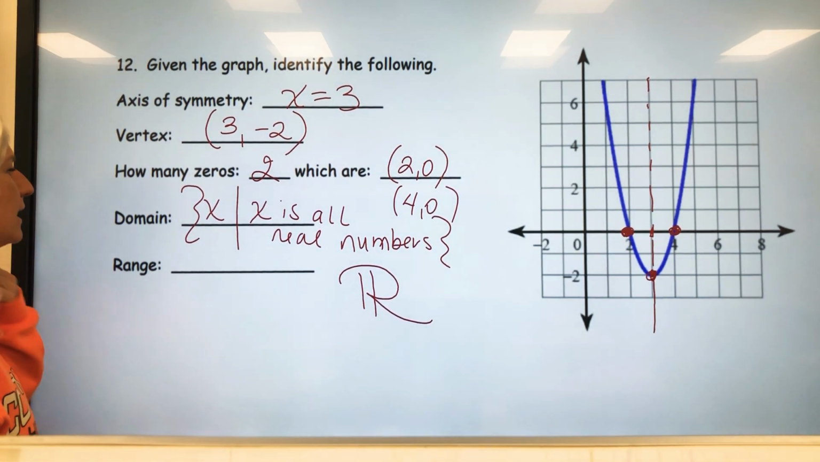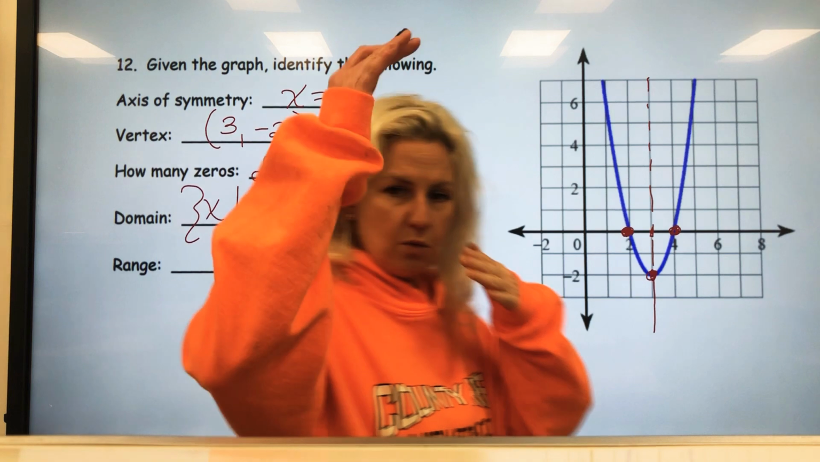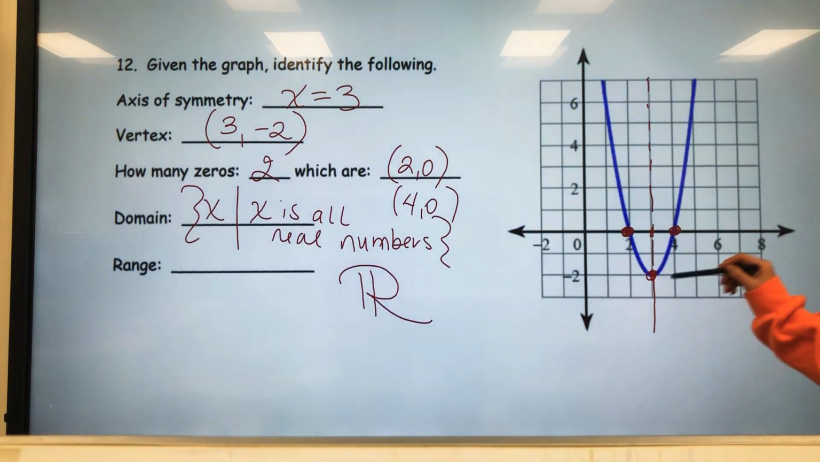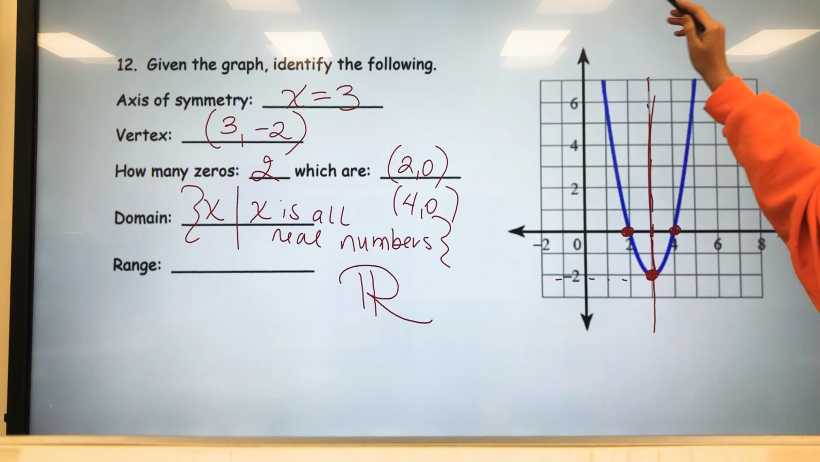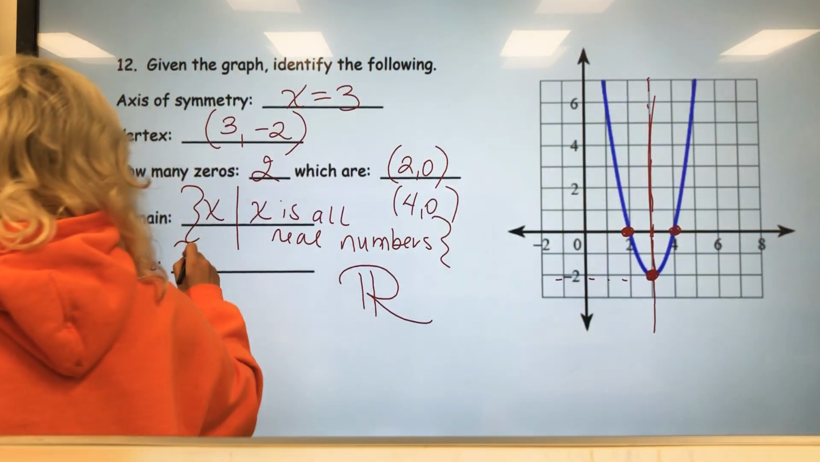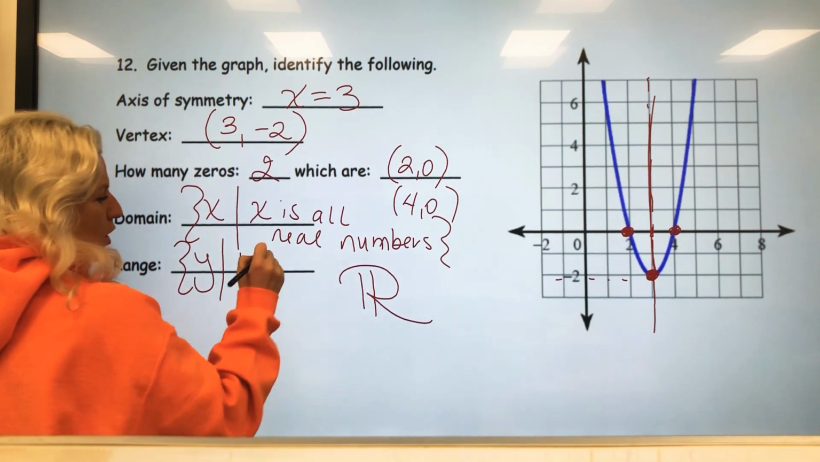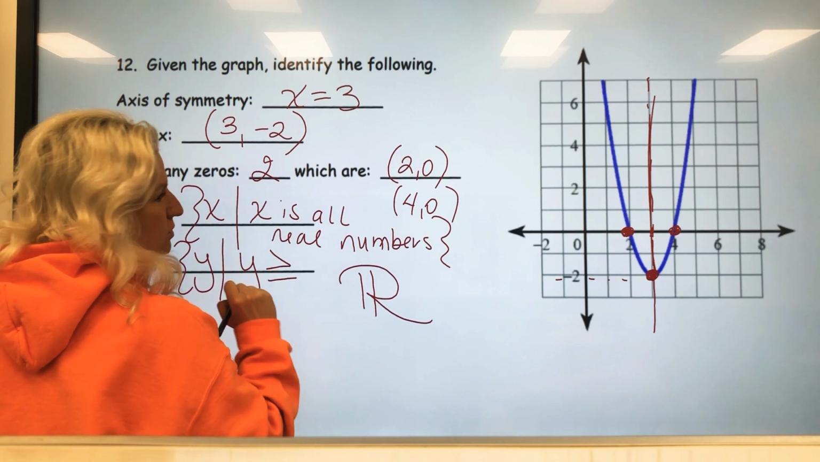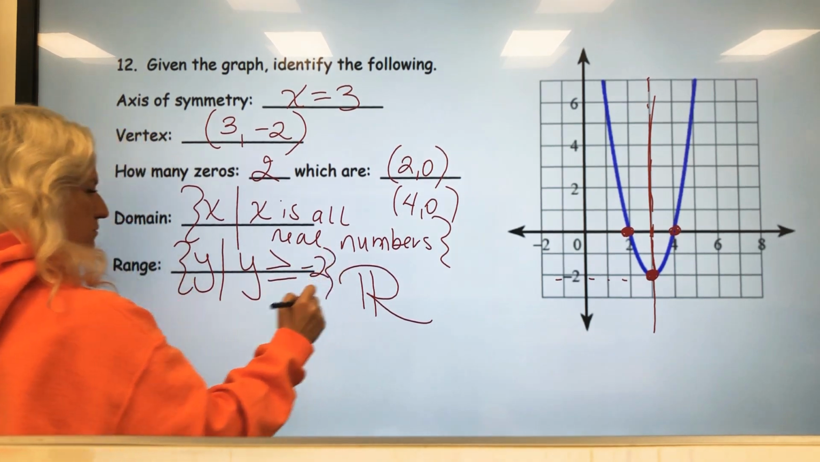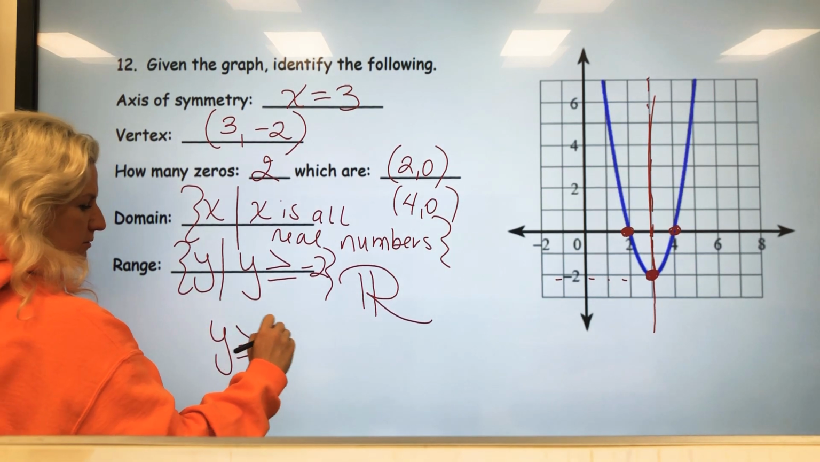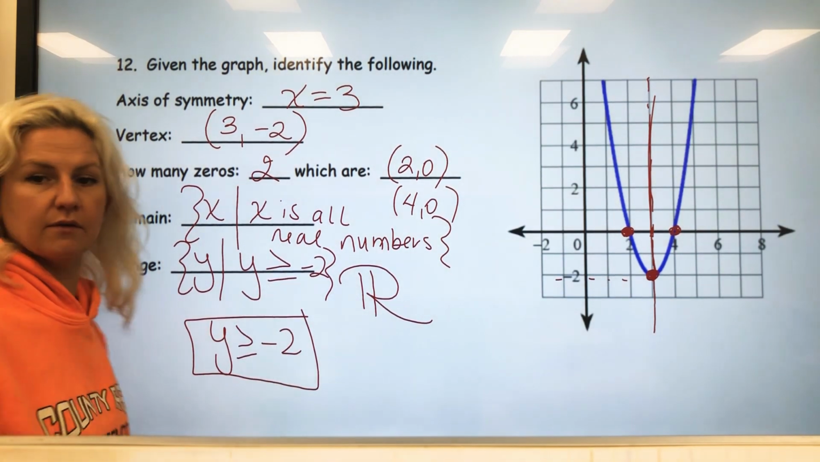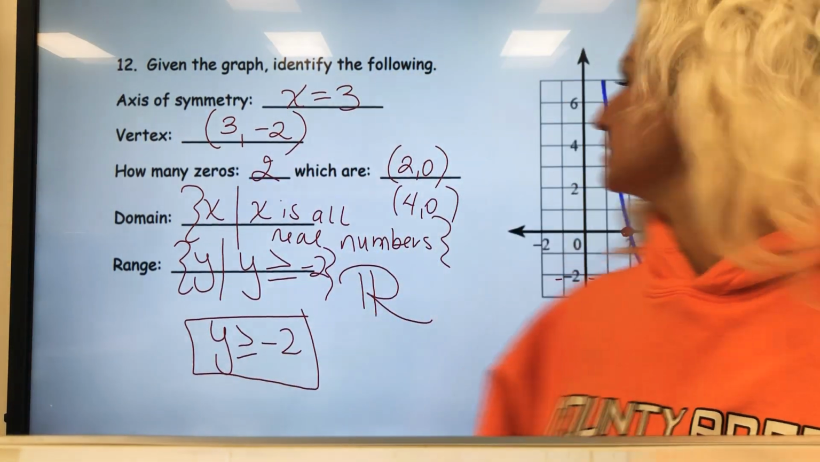Okay, and then my range, well, that's your y's. So my y is what? It goes from here at negative 2 and everything greater. So it would be y such that y is greater than or equal to negative 2. Even if you just wrote y greater than or equal to negative 2, I would accept that. All right, so that is number 12.